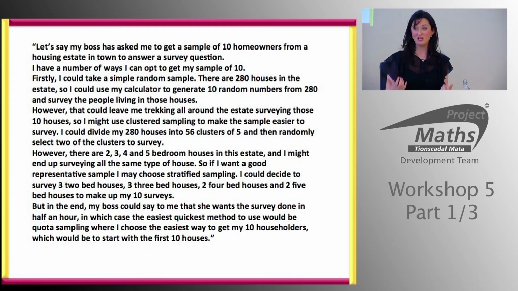If I only have a limited amount of time or resources, the easiest way to get a sample is quota sampling, where I have my quota of 10 and I do it in the easiest way I possibly can. So I'll just drive to the estate and take the first 10 houses that I see. So those are your 4 different types of sampling.